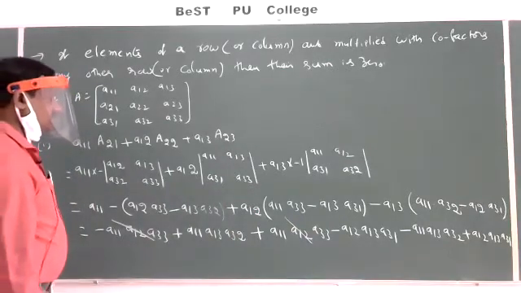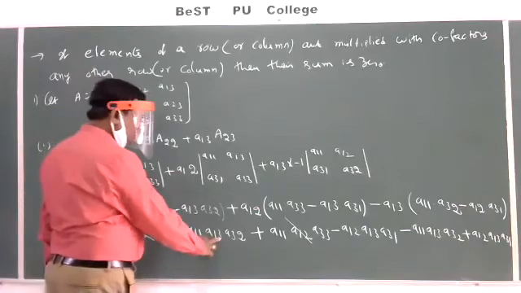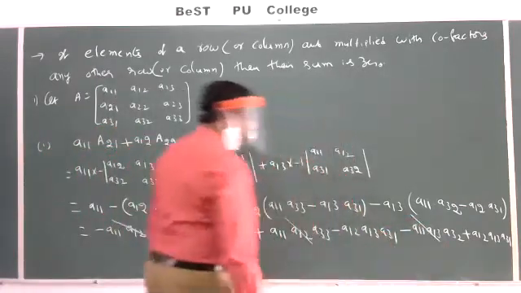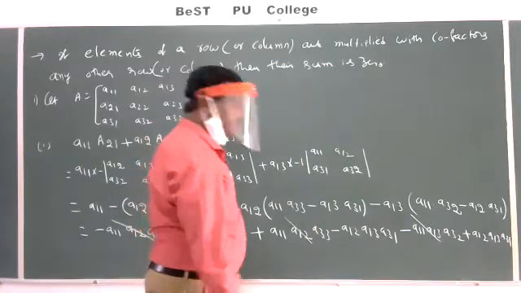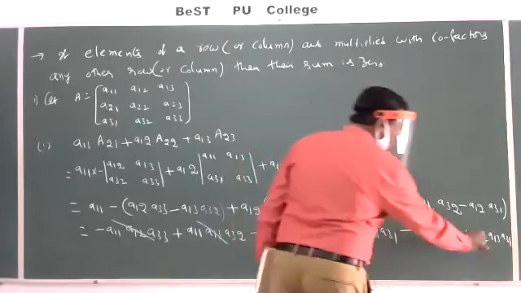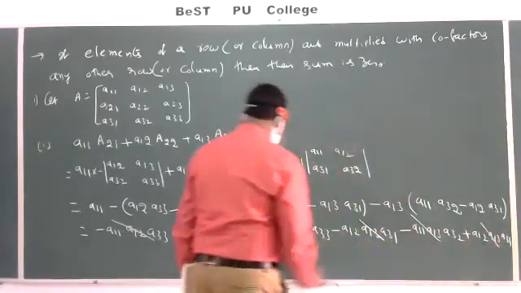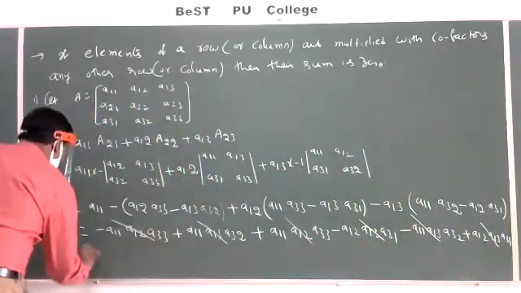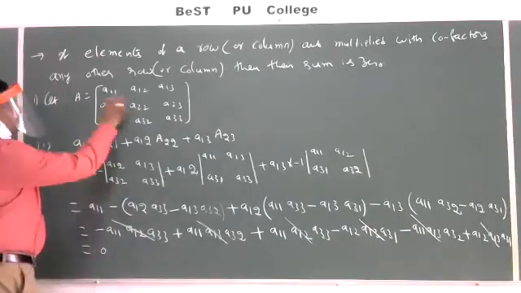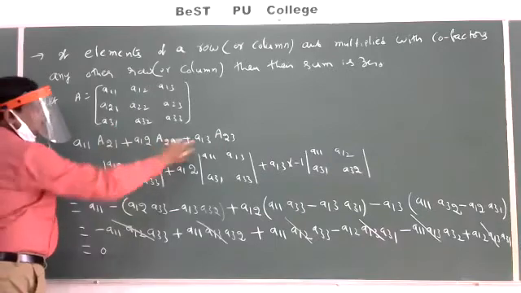Next see that a11, a13, a32: it is plus value, it is minus value, they cancel. Next see that a12, a13, a31: minus value and plus value, they cancel. The value is 0. Here I considered the first row elements and second row cofactors.